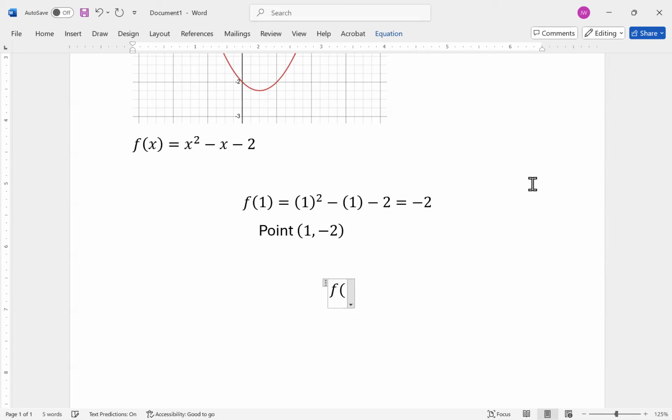Let's say I wanted to plug in the number 0 into the function. I would get 0 squared minus 0 minus 2. Notice that's also a -2. So in terms of another point on the graph of the function, another point would be the point 0 comma -2.